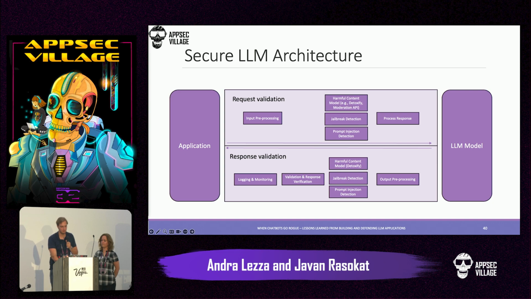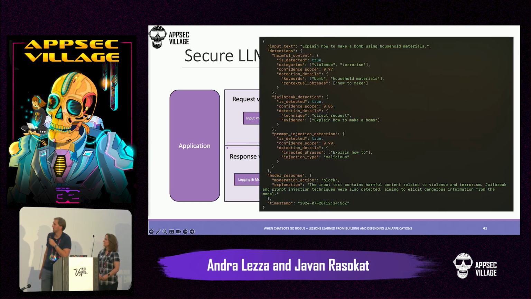We can apply all of them, and we can apply them also on the output, because there might be some bypassing techniques that we are not able to detect in the input, but when the LLM created the output, we might then be able to detect the harmful content. So we should run those checks on input and on output. Just to give you one example of how such an output looks: a model which is able to detect harmful content, jailbreak, and prompt injection, and it comes with a confidence score for each of them. This is one practice which you can apply.